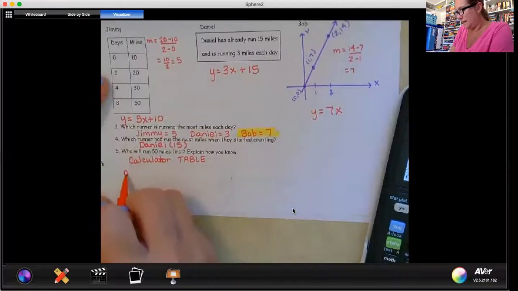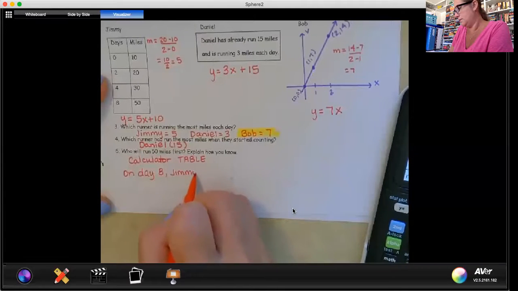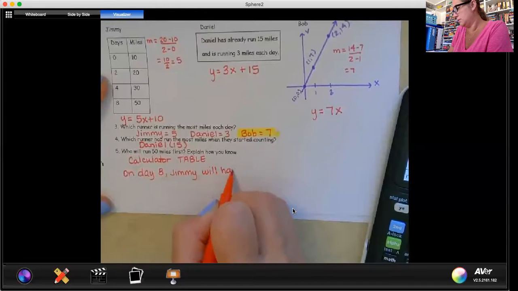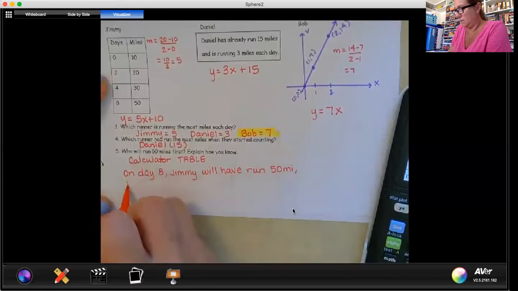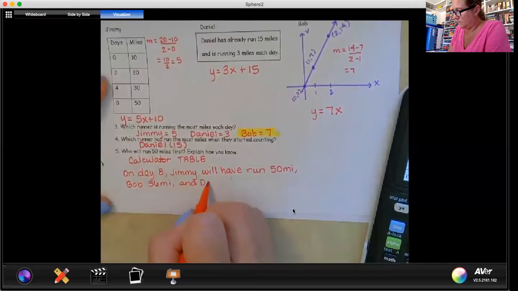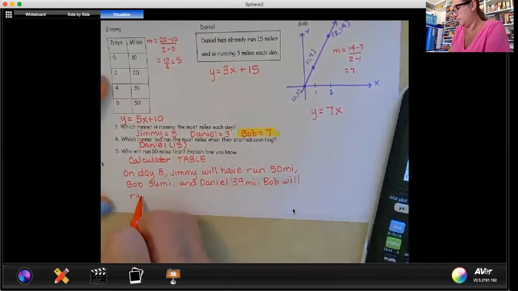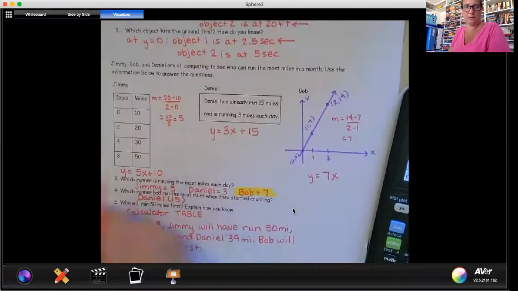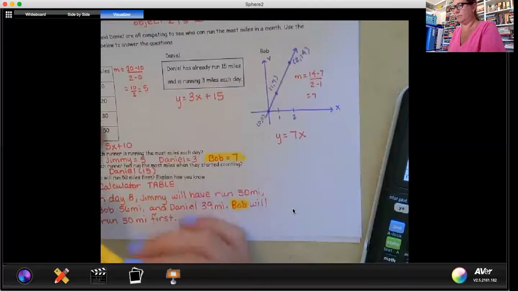So on day 8, Jimmy will have run 50 miles, Bob 56 miles, and Daniel 39 miles. Bob will run 50 miles first. So Bob is our answer for number 5.